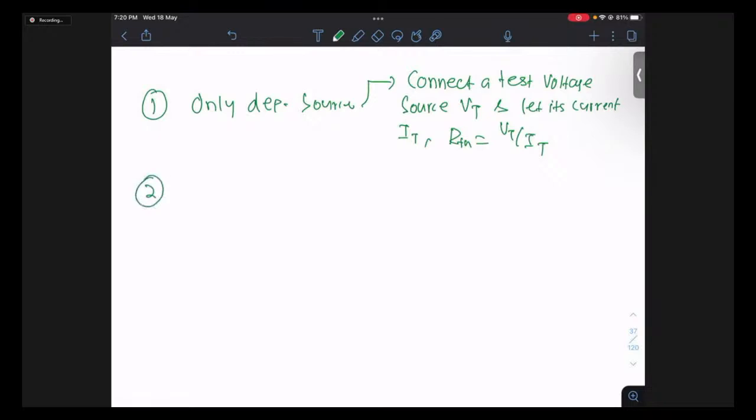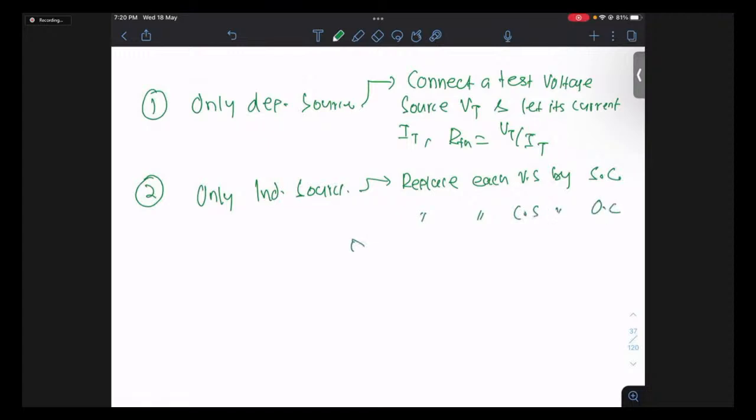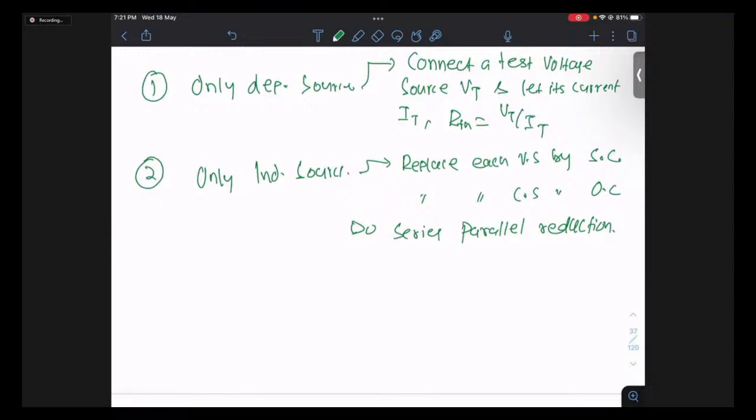Second case, if it is containing only independent sources, replace each voltage source by short circuits, replace each current source by open circuits, then do series parallel reduction. This is how you do it if it is only independent sources.